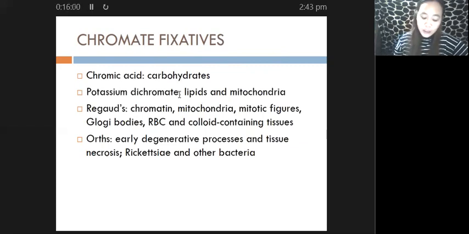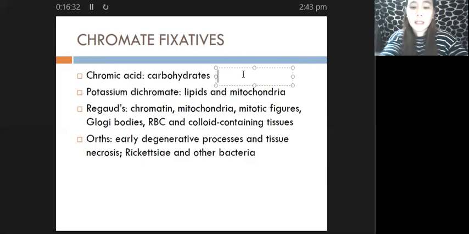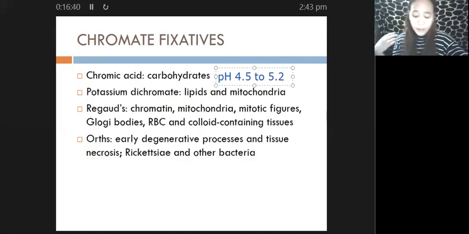Another, we have your potassium dichromate. Potassium dichromate is utilized for the fixation of lipids as well as mitochondria. Okay, so I repeat, it allows the fixation of lipids and your mitochondria. However, the use of your potassium dichromate actually depends upon the pH of your potassium dichromate solution. Normally, the pH of potassium dichromate that we use in the laboratory is 4.5 to 5.2. That's the usual pH of potassium dichromate solution that we use in histopath, and at this particular pH, it is capable of fixing your lipids and your mitochondria.